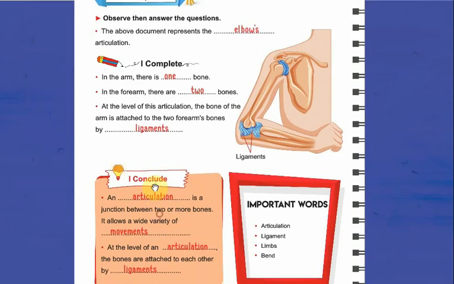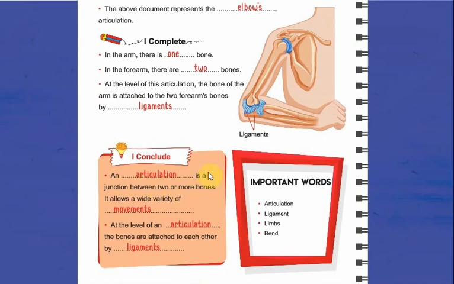We can conclude that an articulation is a junction between two or more bones. It allows a wide variety of movements. أكيد articulations, as I told you, هن اللي بيسمحوا لنا إنه نعمل different kinds of movements. Okay, without them we can't even walk, we can't do any other activity. At the level of an articulation, عند المفصل يعني عند articulation, the bones are attached to each other by ligaments, يعني بالأربطة. Okay?